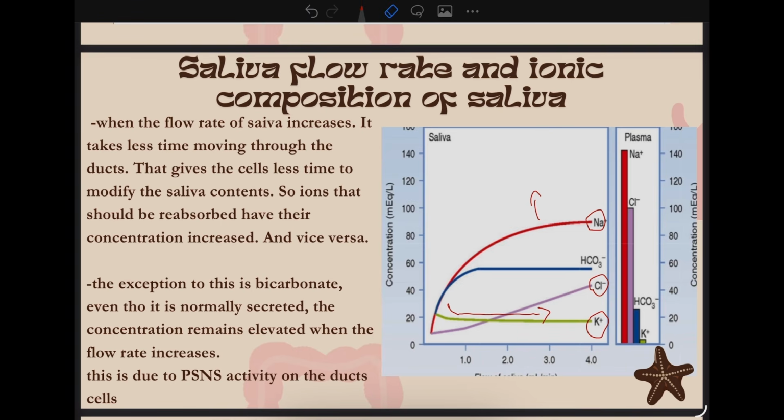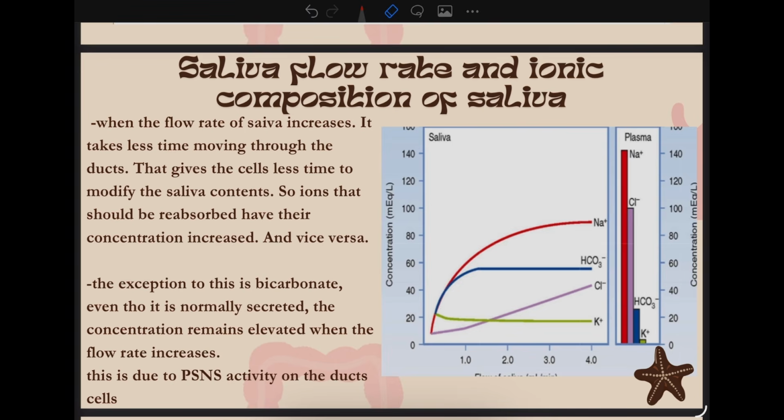The one that doesn't make sense here is bicarbonate. Bicarbonate is secreted. So we shouldn't have enough time to secrete it when we increase the flow rate, right? Why is the concentration increasing? Because of parasympathetic nervous system activity. Basically, we cannot afford to make saliva without bicarbonate. Bicarbonate has to be in the saliva. It's the major thing there.